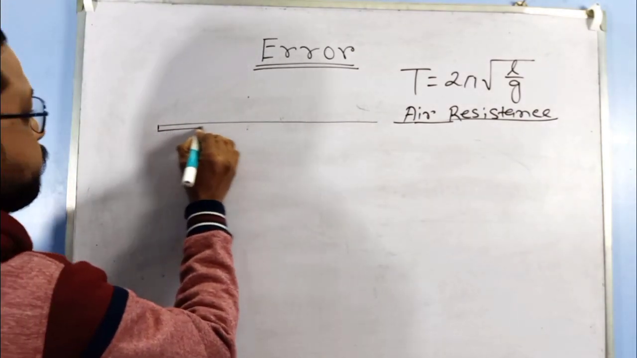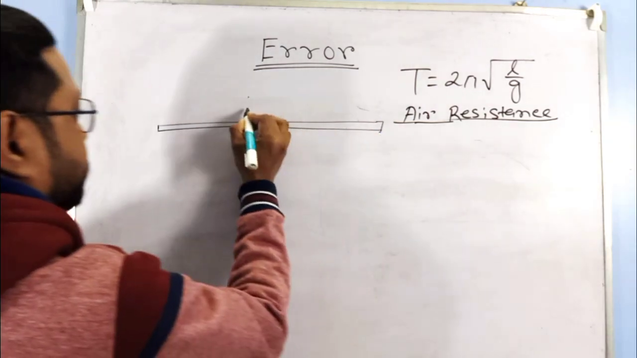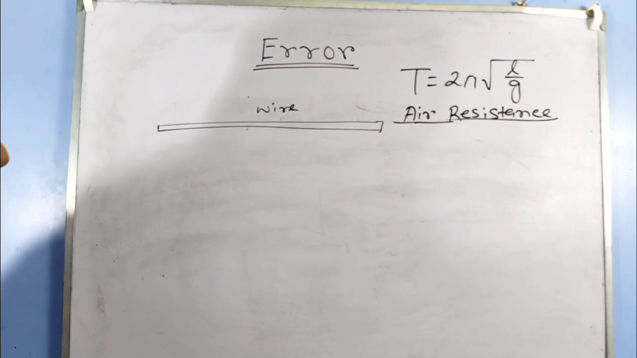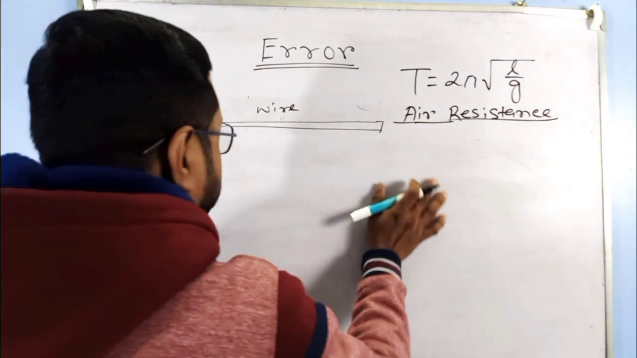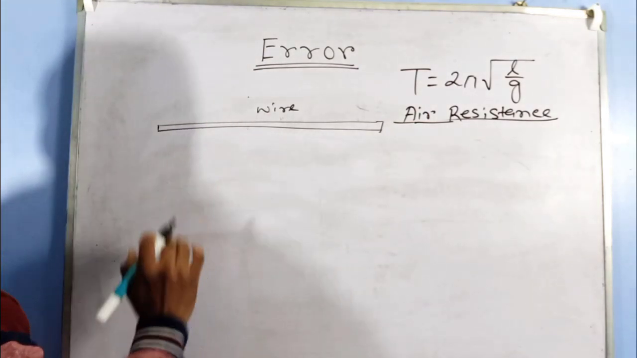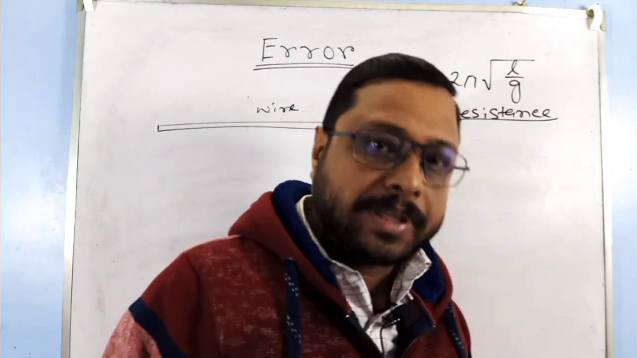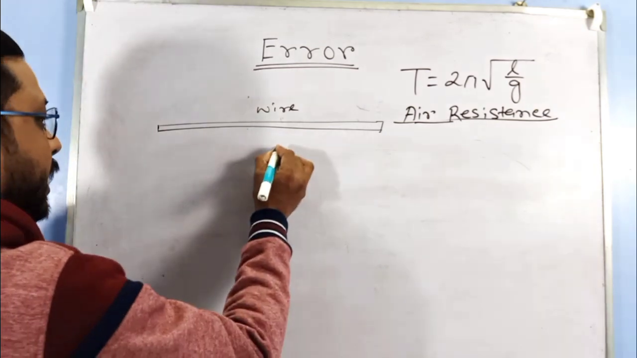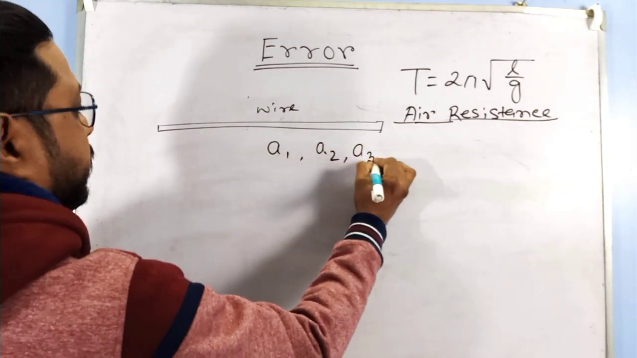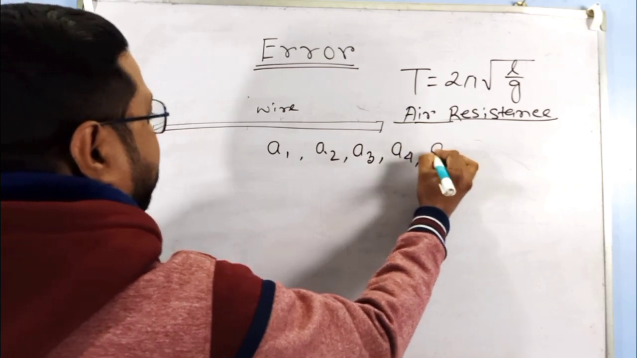we take a rod. Now with a meter scale we can measure its length. Suppose we measure 5 times, and the values are A1, A2, A3, A4 and A5. Okay.